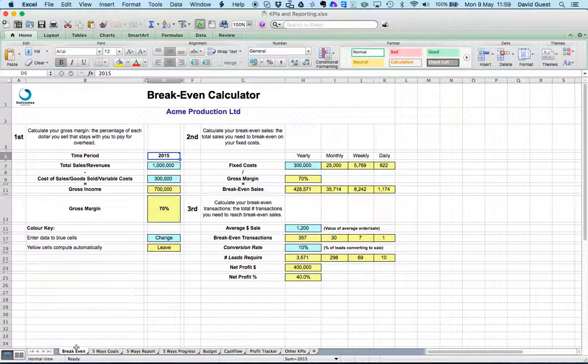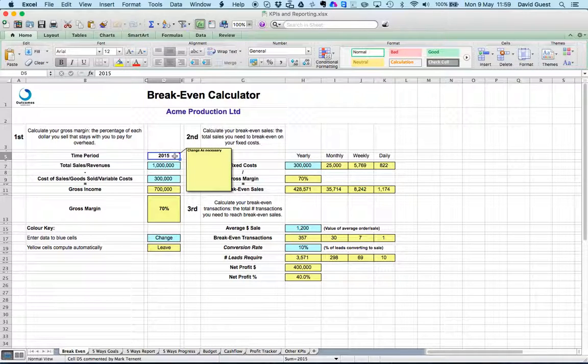But the very first tab here is what's called the break-even tab. Now the break-even tab is pretty straightforward. What it does is it helps you understand how much money you need to turn over in your business to break even. So the first thing with this spreadsheet you need to know is that the boxes in blue are for you to adjust and the boxes in yellow are calculated.